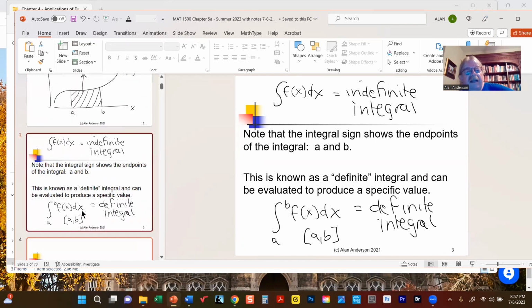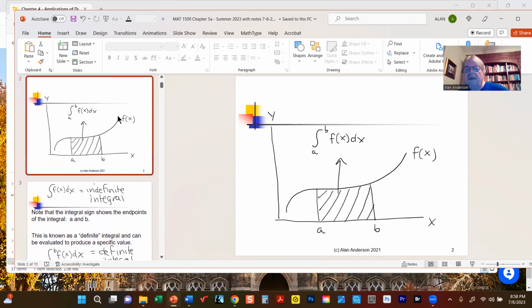Okay, now, with that being said, that integral between A and B is actually equal to the area under the curve. That shaded region is the numerical value of this integral. So in other words, it has a specific meaning here. It is the area under the curve between those 2 points.